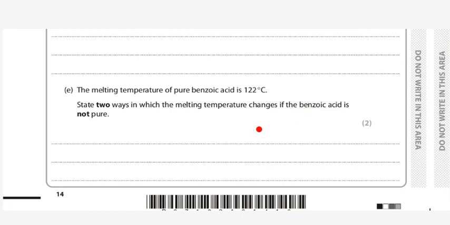State two ways in which the melting temperature changes if the benzoic acid is not pure. When you have impurity, the boiling point will increase. The melting point will decrease, right? The melting point will be lower and it will melt over a range of temperatures, not only just lowering. You won't have a sharp melting point. Remember, when impurities are present, boiling points increase and melting points decrease, and it will melt over a range of temperatures. It will not have a fixed value.